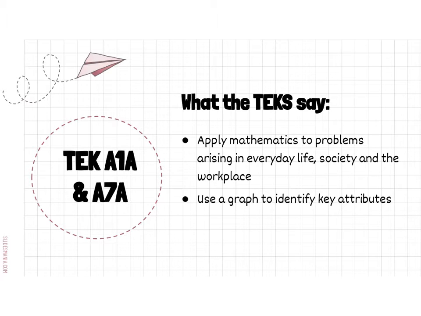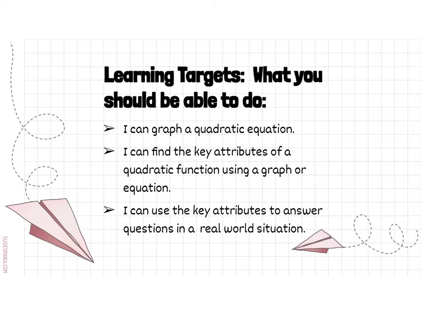All right, and then A7A is the key attributes one, and I really just shortened that down because you need to be able to find the key attributes because that's what's going to let you answer the questions. That's what you're going to be interpreting.